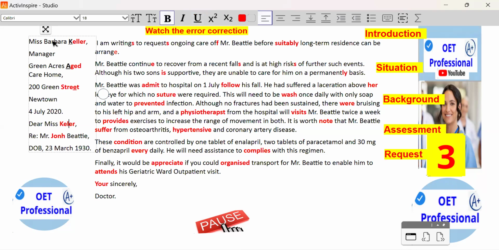Dear Miss Keller. Keller is spelt incorrectly and should have two L's. Regarding Mr. John Beattie, John is also spelt incorrectly. Be very careful that you spell the recipient of the letter and the patient's name correctly.